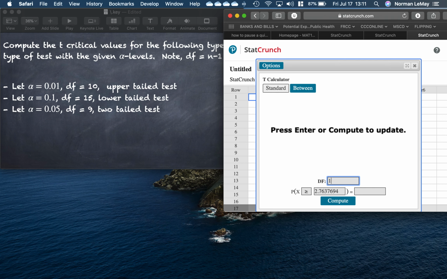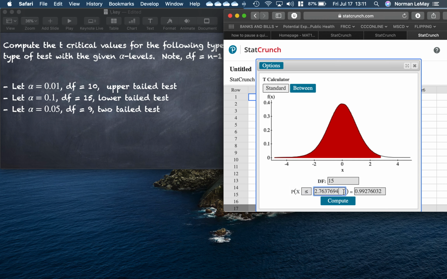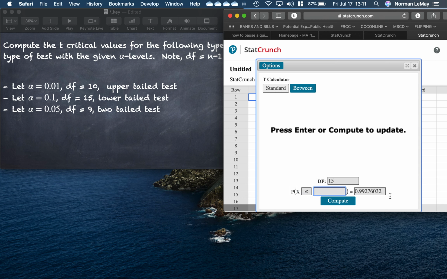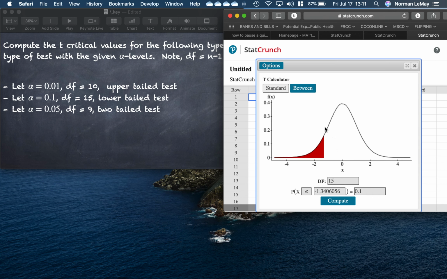The next one is a lower tailed test on 15 degrees of freedom. So I'm going to flip my inequality, clear this out because that's what we want, and put our alpha of 0.1. Then I'm going to click compute. Notice on our left tailed test, we have a critical value of basically negative 1.341. So again, if your test statistic is smaller than negative 1.341, then you reject the null. If it's greater than, then you fail to reject the null hypothesis.